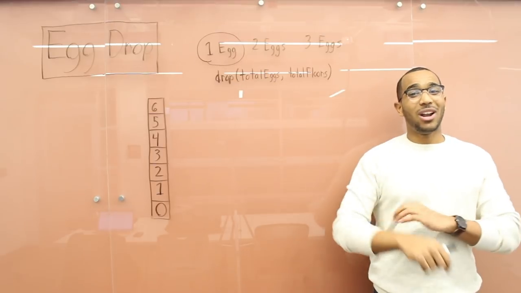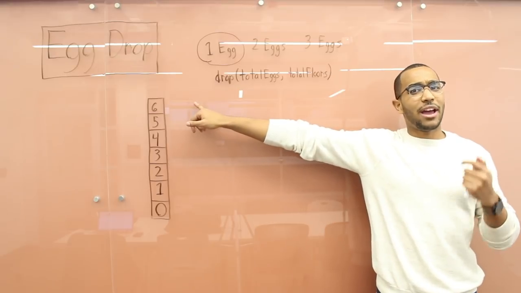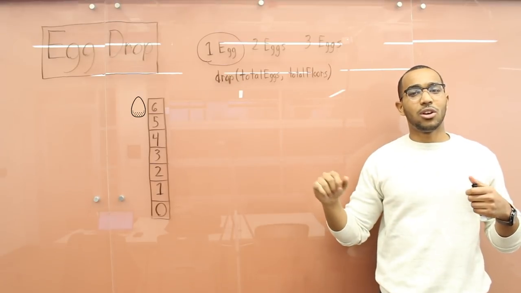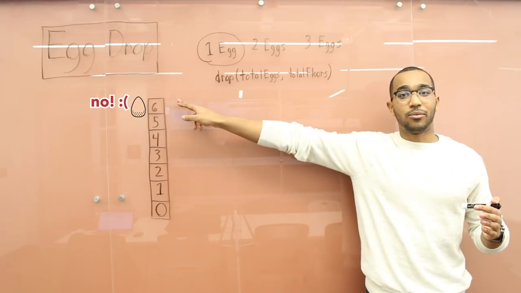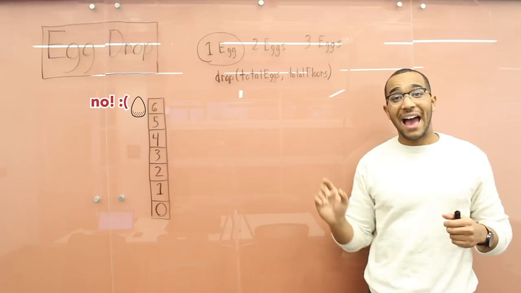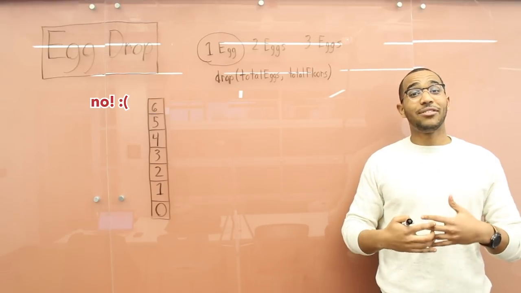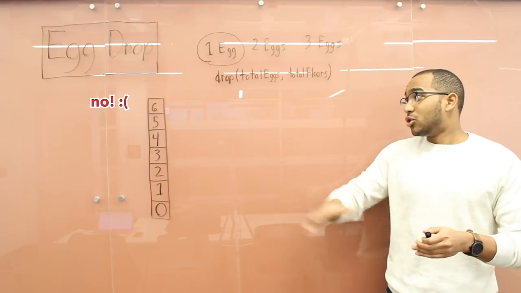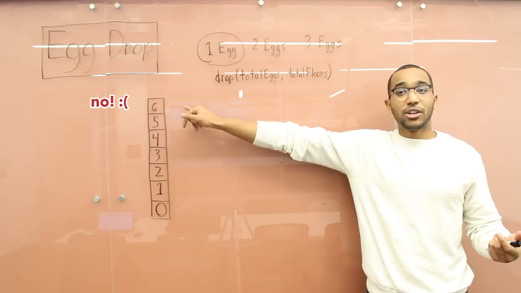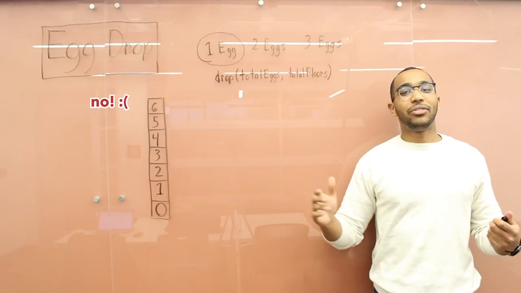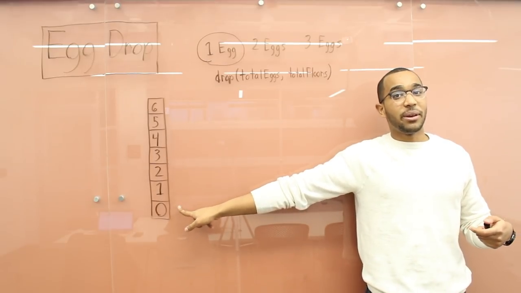So if I have 1 egg, what is my strategy going to be? Well, I can't start at floor 6. I can't drop from floor 6. What if my egg breaks? If my egg breaks when I drop from floor 6, then I'm going to have 0 eggs. If you drop an egg and it breaks, you lose that egg and you no longer have any eggs to do testing on the rest of the floors. So if I drop my 1 egg from floor 6, that's a bad thing to do, because if it breaks, I don't know which of these floors is the pivotal floor.